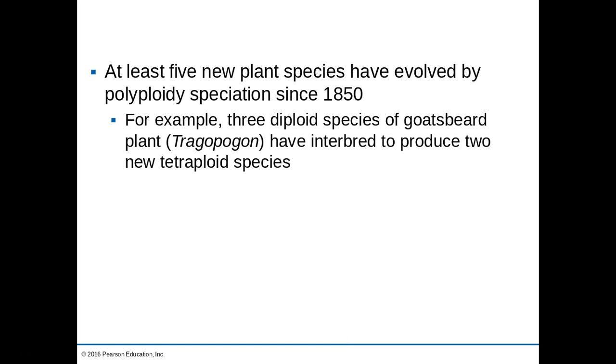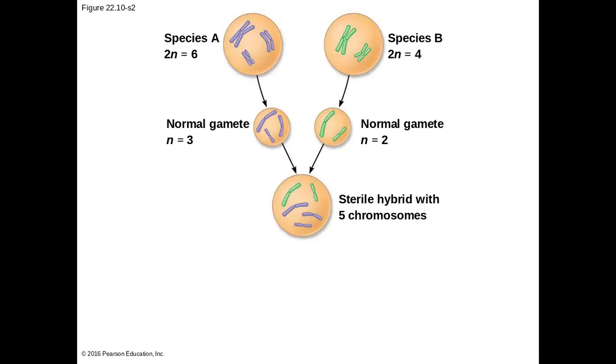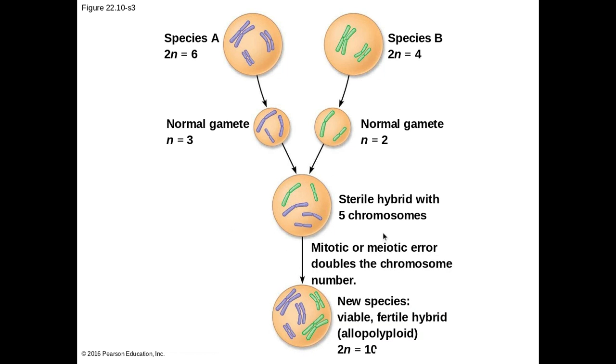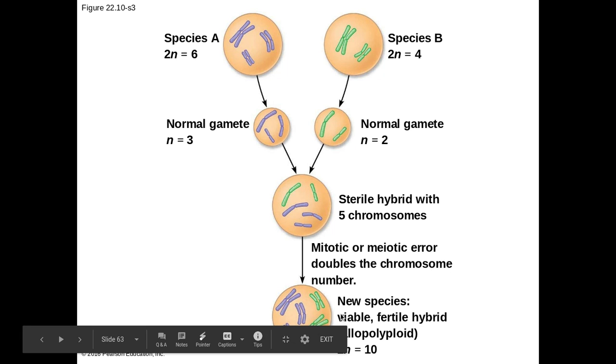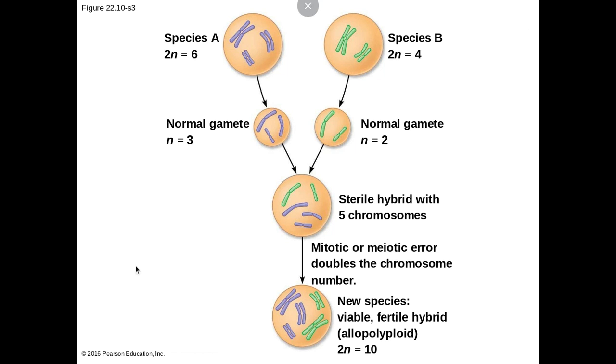So there's lots of different plants that have been produced by polyploidy. Here's another one where you can see we've got our 2 species and we have the normal gametes, but these 2 are different species and they've come together. And this one has 3 gametes and this one has 2. And now we have this sterile hybrid because it has 5 chromosomes. But if we had another error where we doubled the chromosome number, now we have 10, and this species could be viable because the 10 can divide evenly. So this is what's called allopolyploidy. It's where you have polyploidy resulting from 2 different species coming together.